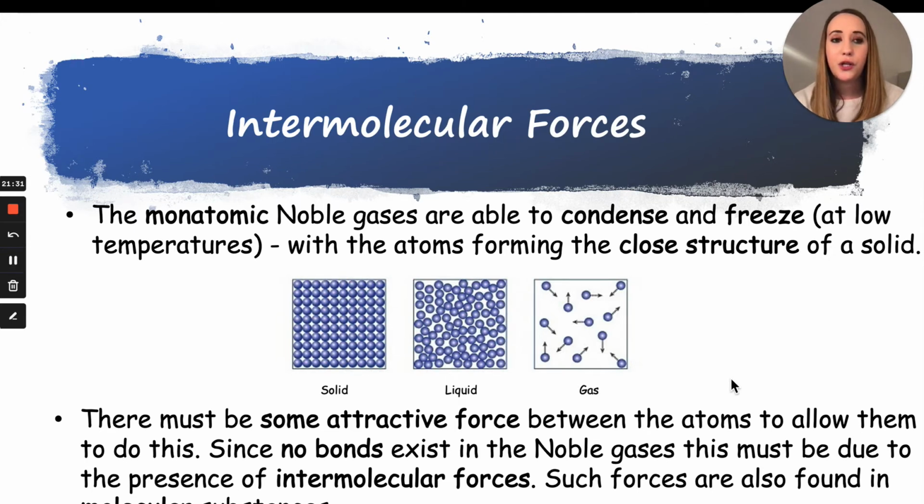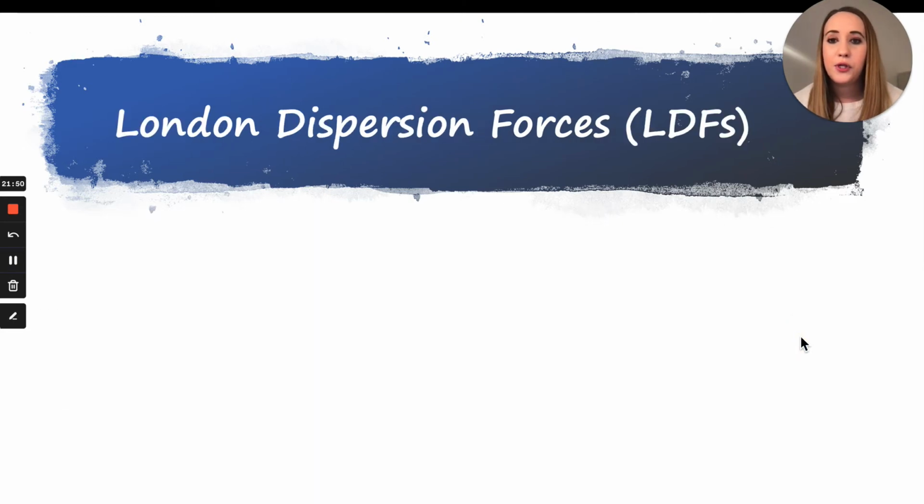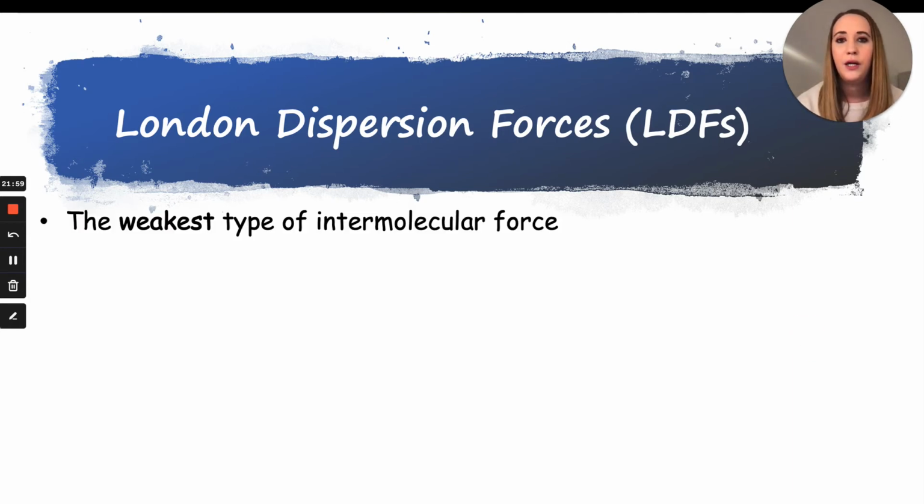Okay, so there's three main types of intermolecular forces. When we looked at elements, there's only one type of force that you find in molecular elements, so we will only consider that one, but there's two other types that are found in compounds. The one we should be fairly familiar with from looking at elements is LDFs, London dispersion forces. These are our weakest type of intermolecular force.